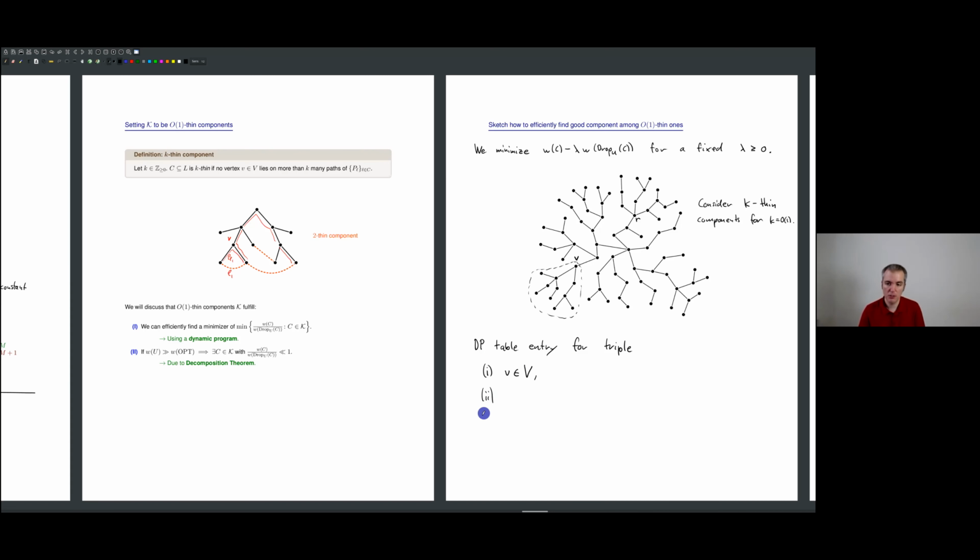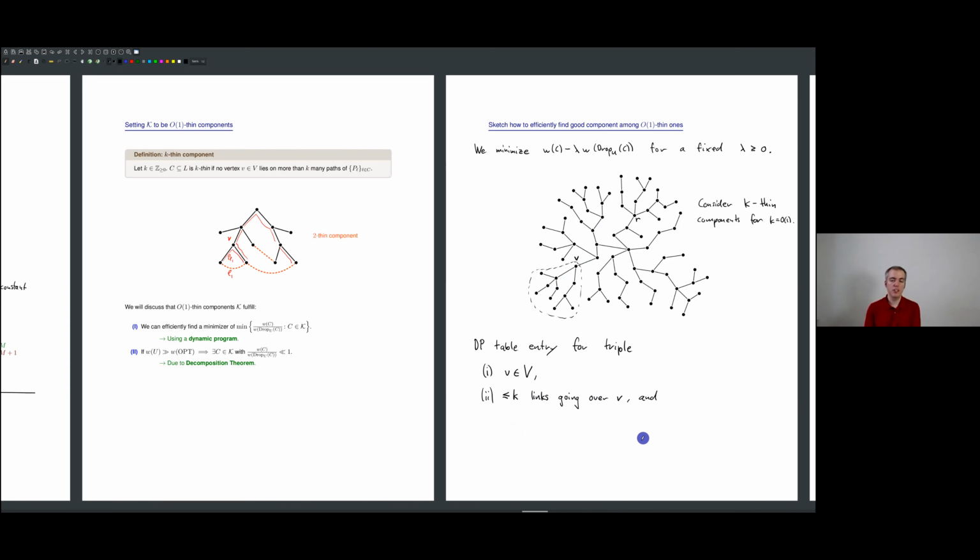The second thing is I also want to know about links that are fully inside that subtree and some that also go outside. But there are at most k that go outside, because any link that covers something inside and outside must go over V, and we said we're only looking at k-thin components, so there can be at most k such links. So I will also look at any subset of at most k links going over the vertex.